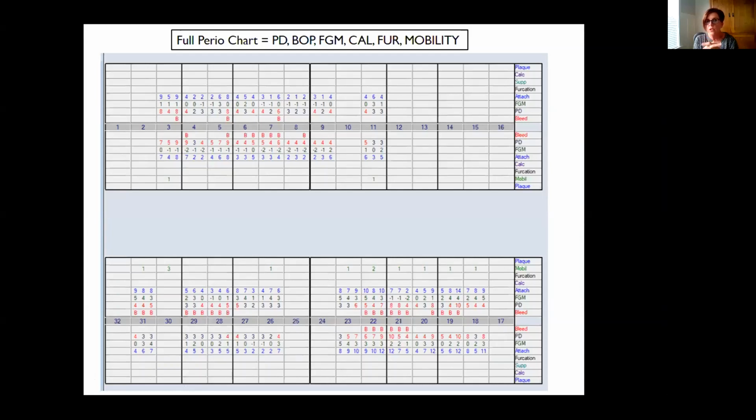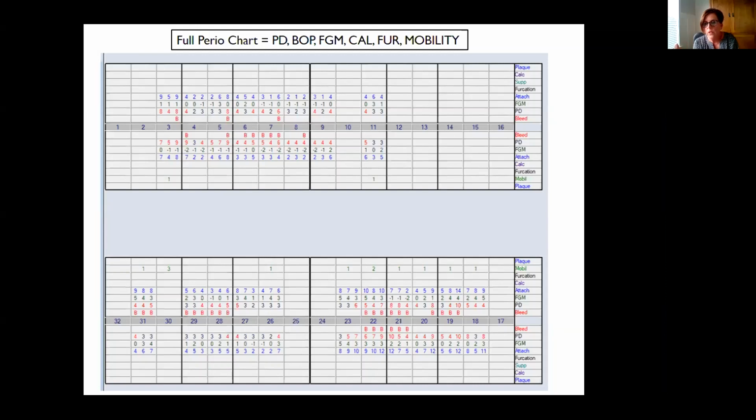There's other things that you can do. You can do PSRs to just screen, and then when you know that you're into a perio case, get all of this information. But a full perio chart really does consist of your probing depth, your free gingival margin, which will then give you your clinical attachment loss, furcations, and mobility.